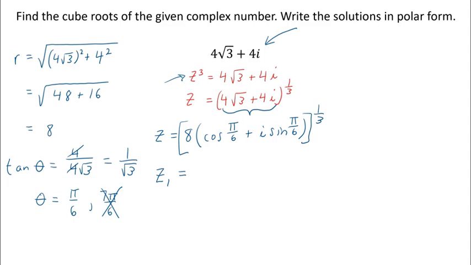To find the first solution using DeMoivre's theorem, we take the modulus 8 and raise it to the 1/3 power. Well, that's the same thing as the cube root of 8. The cube root of 8 is 2. And then we know, again, using DeMoivre's theorem, that we have to multiply the argument by the exponent of 1/3. So we'll be multiplying pi over 6 by 1/3, which will give us pi over 18. So our first solution is 2 times the cosine of pi over 18 plus i sine of pi over 18.